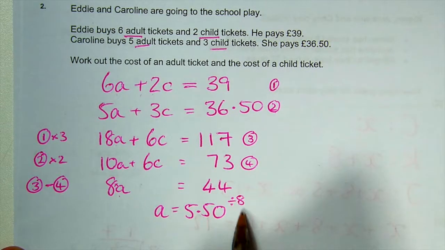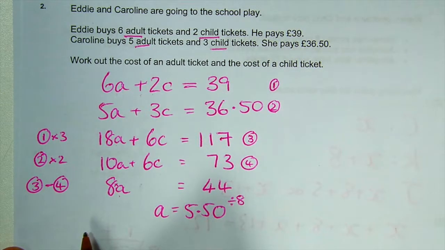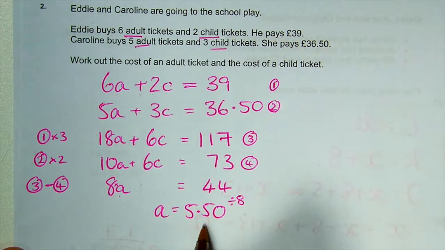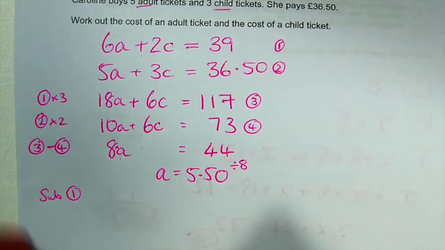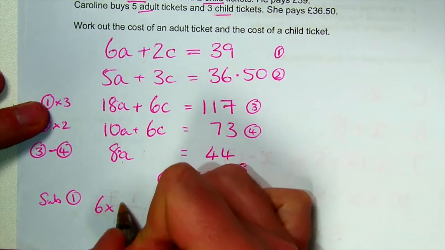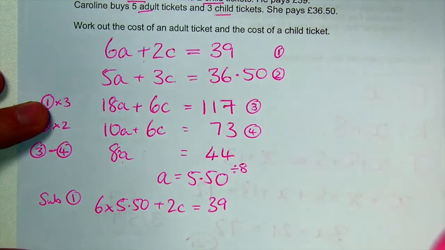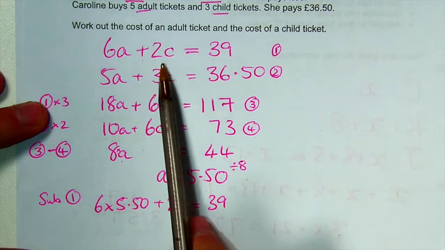Once I know what my A is, I need to put it back into one of our first 2 equations to find out the children's tickets. It doesn't matter if you do it into equation number 1 or equation number 2. I'm going to go for equation number 1 because when I times it by 6, it's going to be a whole number. But if you did it into the second equation, it wouldn't matter. So I'm substituting into equation number 1. That gives me 6 times £5.50 plus 2C equals 39. That's just come purely from this equation, 6 lots of the adult ticket plus 2 children. That's what Eddie bought.